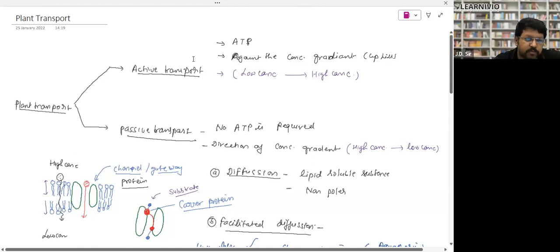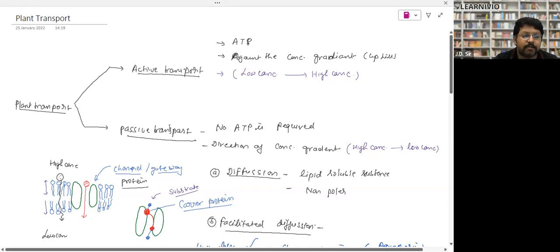What is the type of transport? Diffusion is a short distance transport. Plant transport is of two types: active transport and passive transport. Active transport is that transport where ATP is required, meaning energy is required, and it takes place against the concentration gradient. This is uphill movement, from low concentration to high concentration. This is called active transport.